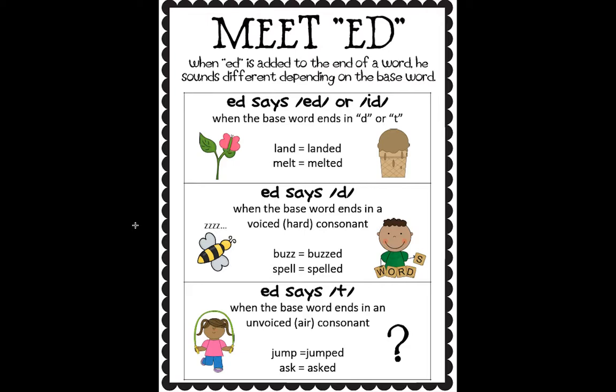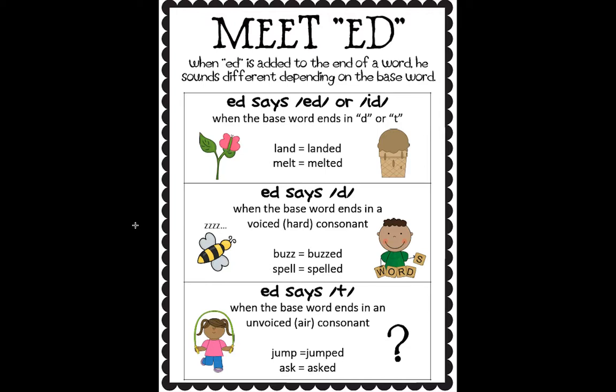Because Ed can make three different sounds depending on the base word. So we're going to talk about that. When Ed is added to the end of a word, he sounds different depending on the base word. So whenever we are spelling a past tense word, we need to make sure that we are spelling it with ed and not these sounds that we hear.